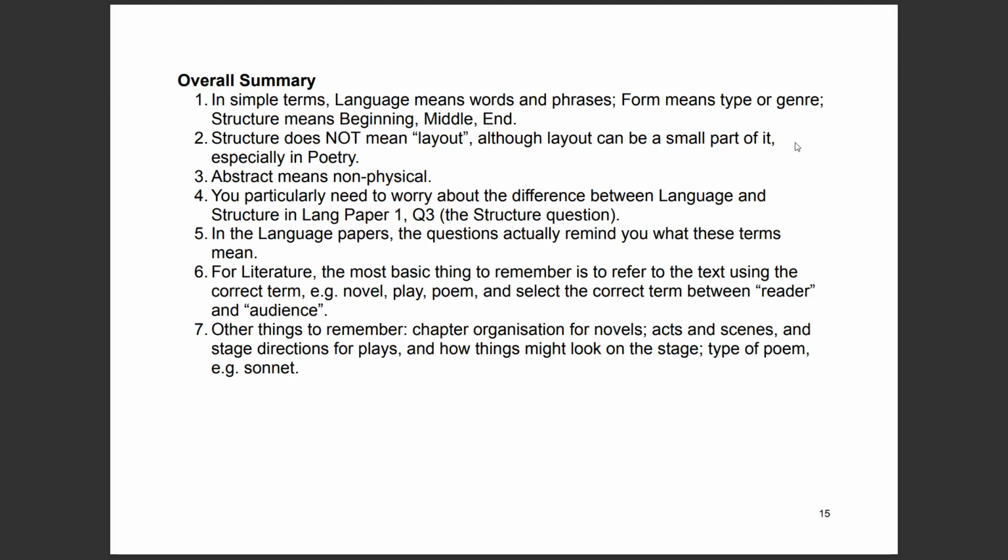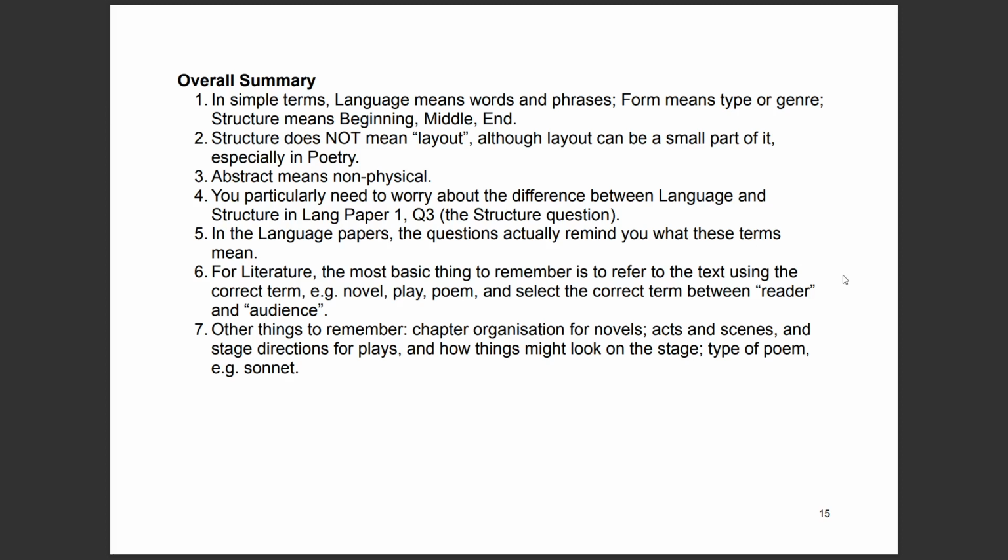Structure does not mean layout, although layout can be a small part of it, especially in poetry. Abstract means non-physical. And when we talk about structure, the one word structure, we're normally talking about abstract structure. So the content, the beginning, middle, and end. If you specifically want to talk about layout, you can talk about physical structure. You only really need to worry about the difference between language and structure in language paper 1, question 3, the structure question, but please don't spend more than 10 minutes on this question. In the language papers, the questions actually remind you what these terms mean. All right. So if you forget, it's right there.